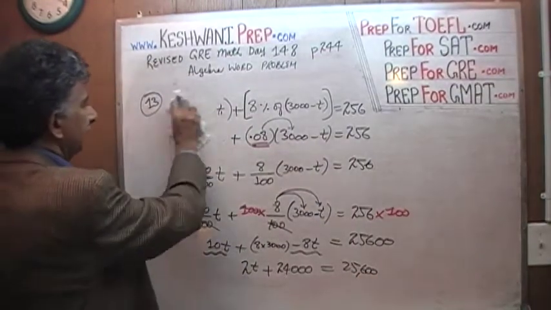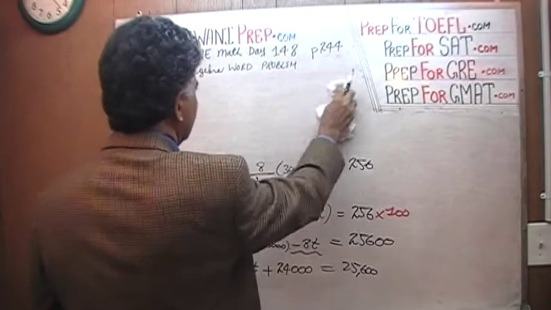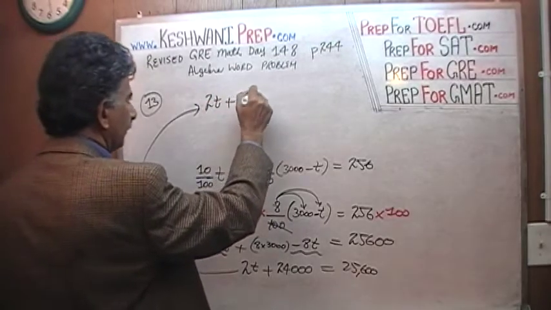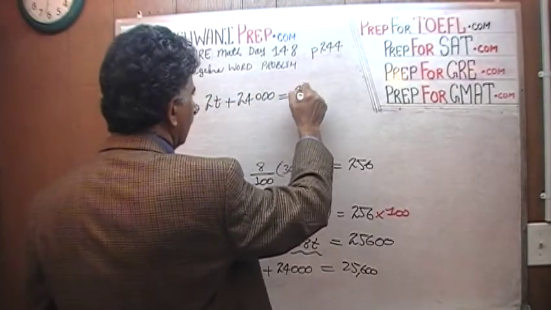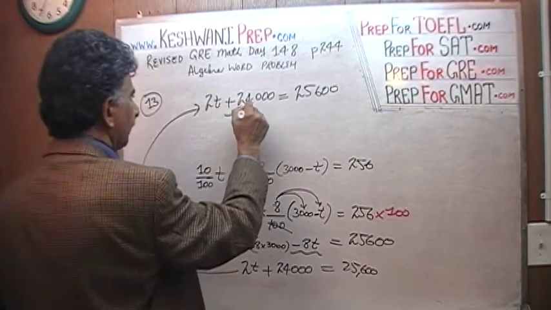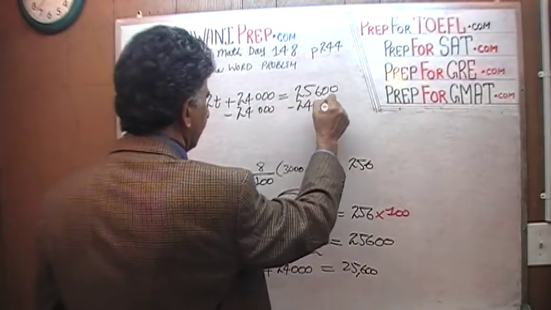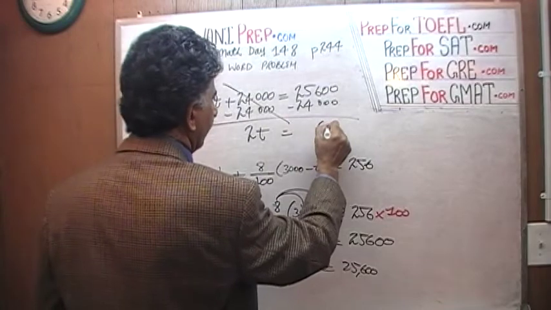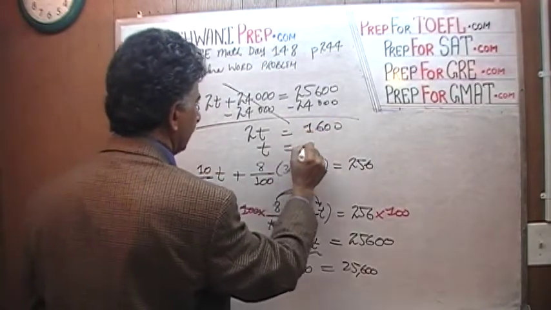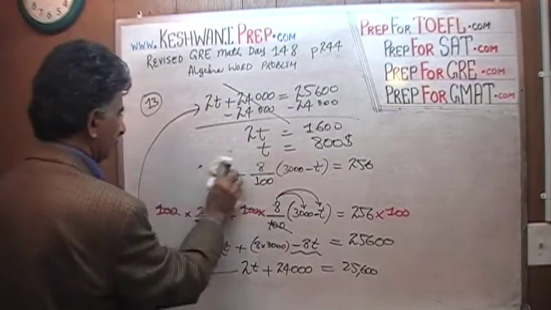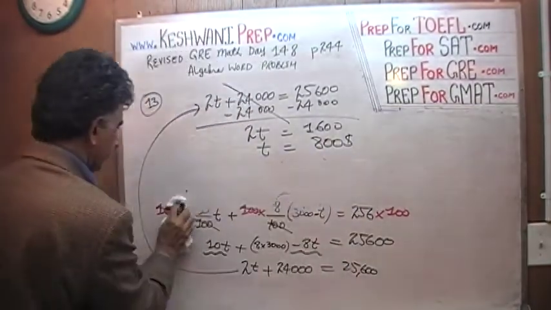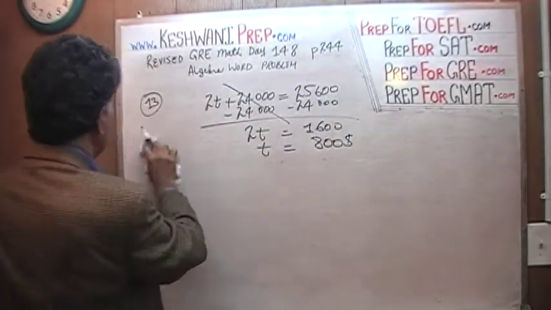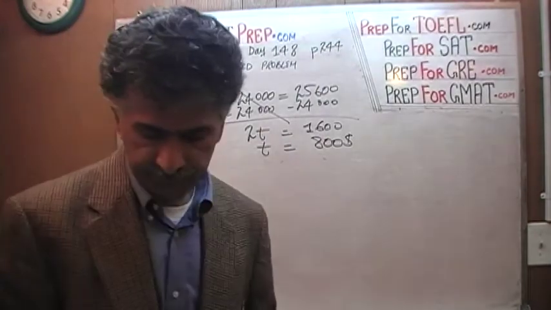Let's put that on the top here. 2T plus 24,000 equals 25,600. Subtract 24,000 from both sides, 2T equals $1,600, and therefore T will equal $800, which is what we were looking for. We were solving for T. That's it. The amount of money that was invested at 10% is $800.